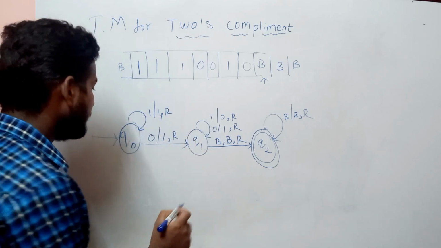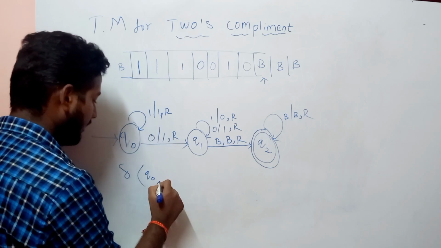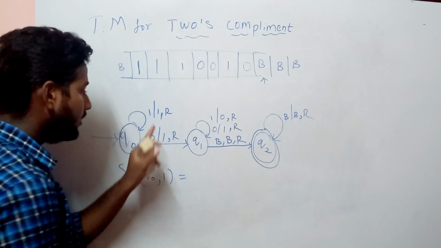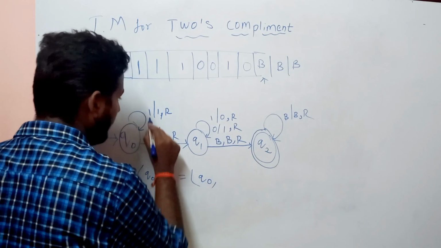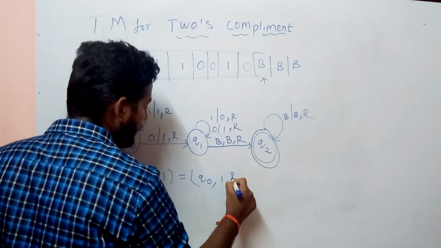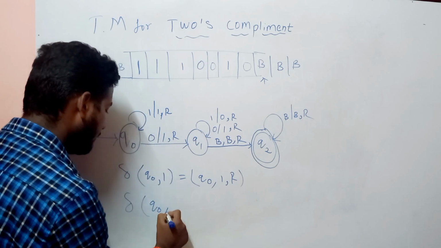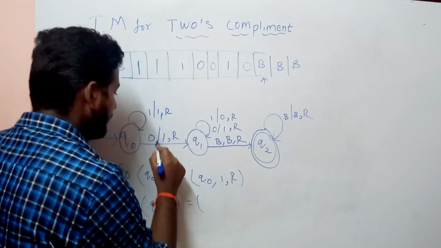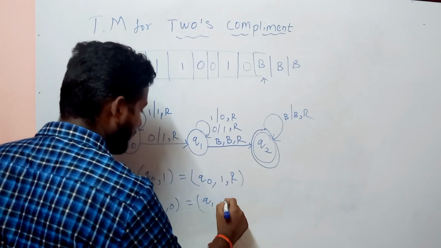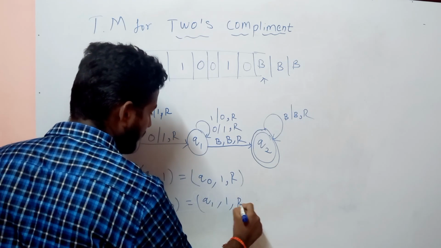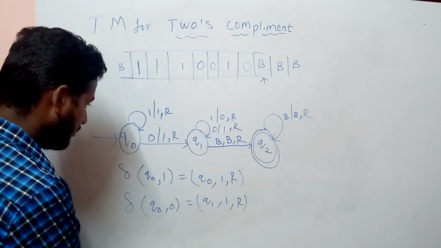Now we write the transition functions for the 2's complement. For Q0 we give input as 1, which goes to the same state Q0, and 1 is represented as 1 and the direction is right. Now in Q0 when we apply input 0, then Q0 goes to Q1, and 0 is changed into 1 in direction R. These are the transition functions for Q0.